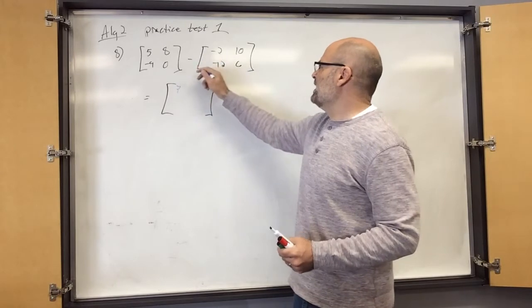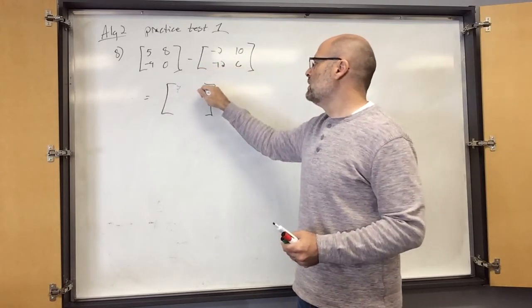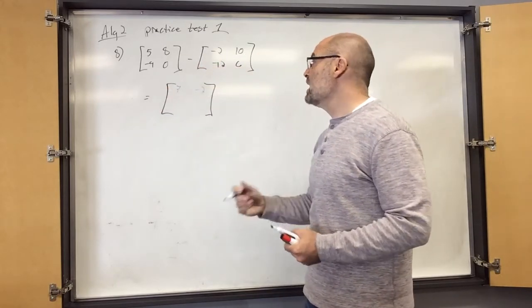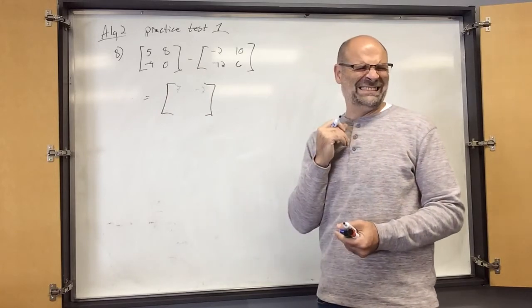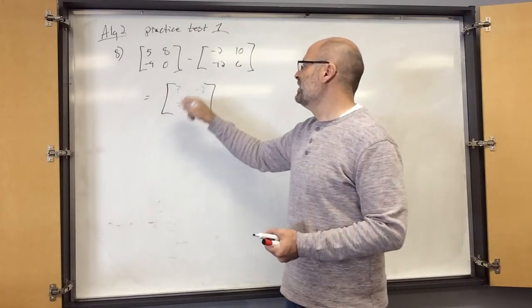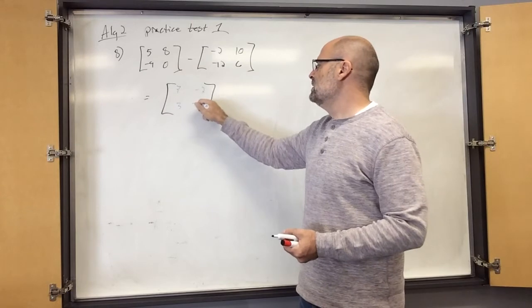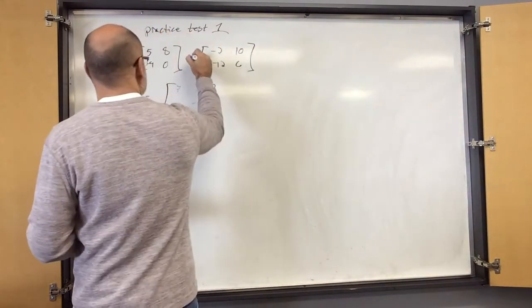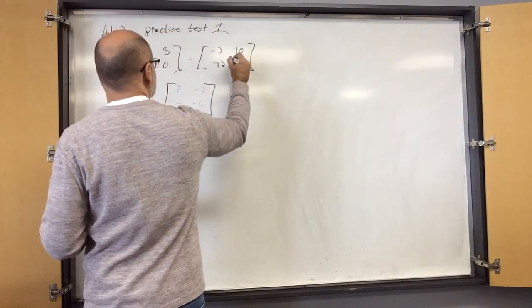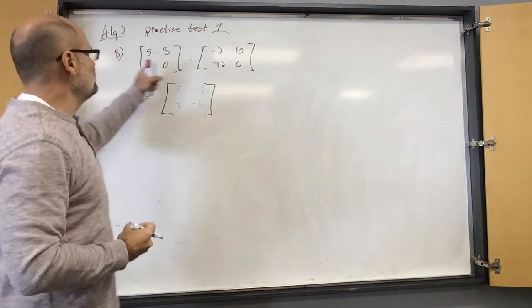Okay, 8 minus 10. -2. -9 minus -12. 3. Positive 3. 0 minus 6. -6. Okay, so if you would have done this, that's what I did, that's fine. And then 5 plus 2 is 7.